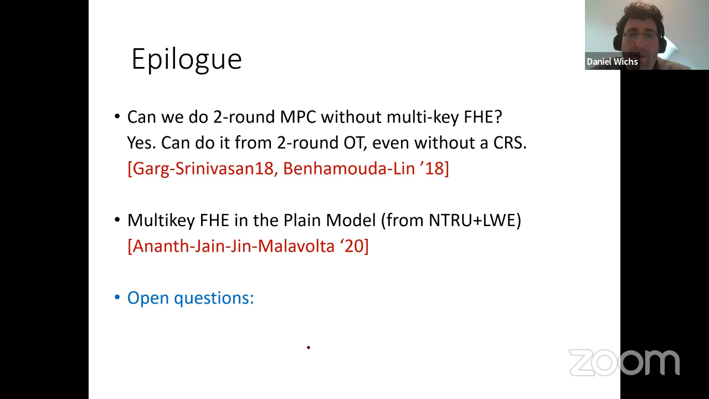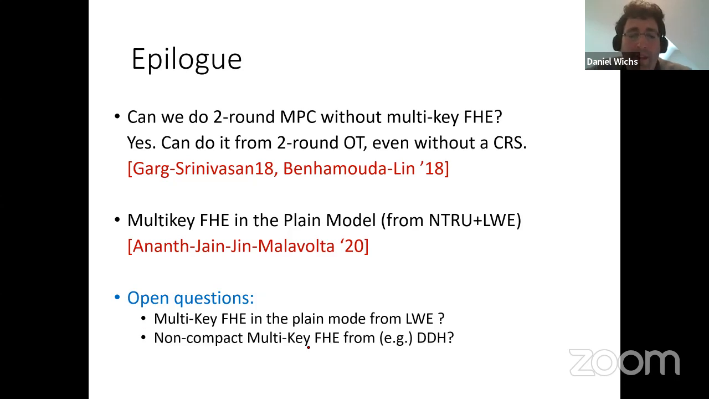And so a couple of open questions are left. First, the obvious open question is, can you get multi-key FHE in the plain model from LWE alone, without requiring the NTRU assumption? Another one is, if I wanted to get non-compact multi-key FHE, can I do that without LWE?